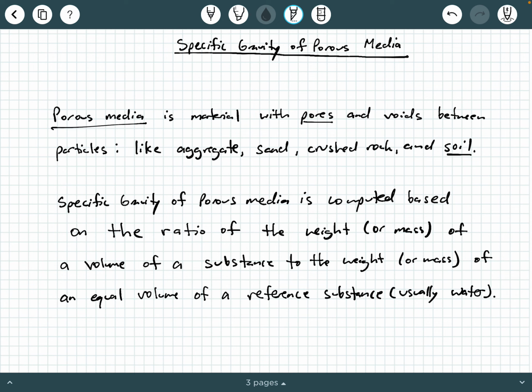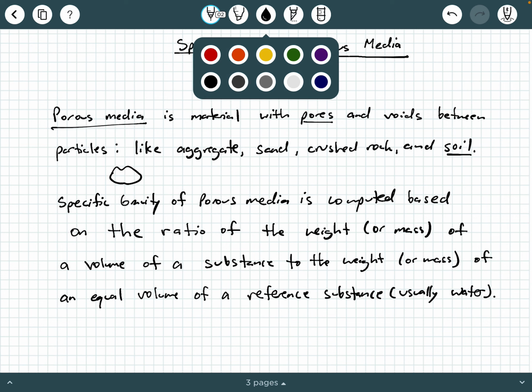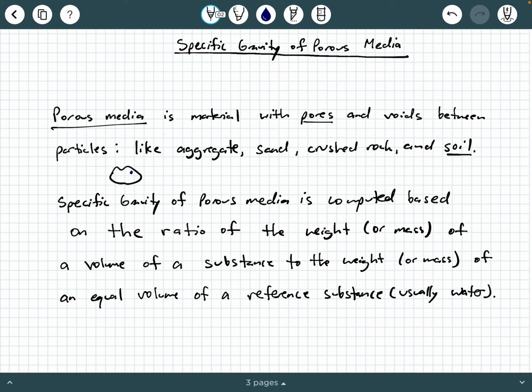For example, if you have a little particle right here that has little dimples, inside of those little dimples or pores, they can be filled with air or water. That would be porous media. So let's say we have another particle here and another particle here. And then, of course, we have little pores or dimples that can be filled with water, as well as water filling the void spaces between the particles. That's what we would call porous media.